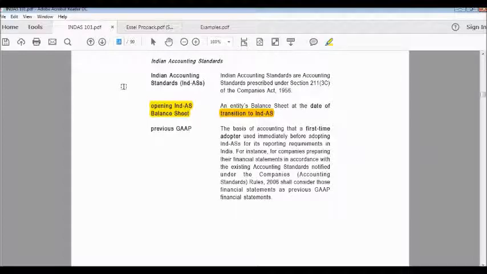But a lot of public companies listed in India have already adopted it from 1st April 2016, not from 1st April 2017. I will show you a lot of public sector companies for disclosure purposes. But for this example, we are supposing the company will adopt Ind AS with effect from 1st April 2017. Therefore the opening Ind AS balance sheet would be 1st April 2017.